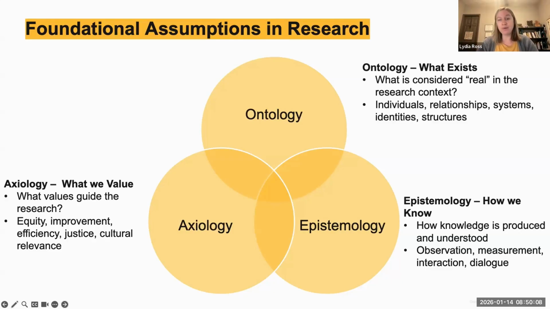Epistemology is about how we believe knowledge is produced and understood. So, in other words, how do we know what we know? And this involves assumptions about whether knowledge comes primarily from measurement and observation, if it happens from interaction and dialogue, or if we might get knowledge from lived experiences and meaning making. These assumptions can influence what we count as evidence.